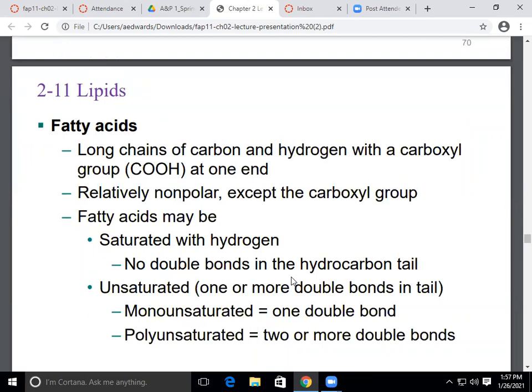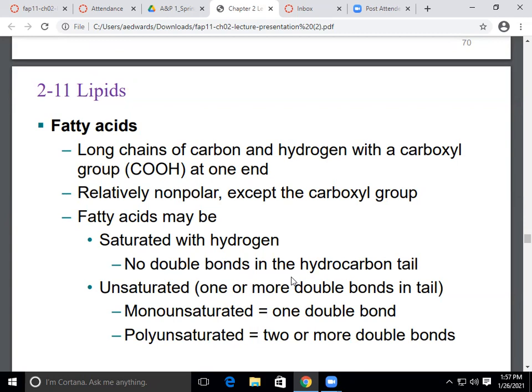All right, so let's start with the fatty acids. These are long chains, have a lot of carbon and hydrogen in them, and they have what we call a carboxyl group at one end. And a carboxyl group is carbon, two oxygens, and a hydrogen, COOH. It's relatively non-polar, right? Because it's mostly carbon and hydrogen. Remember, those bonds are generally non-polar covalent bonds, except for that carboxyl group, which is going to be very polar.